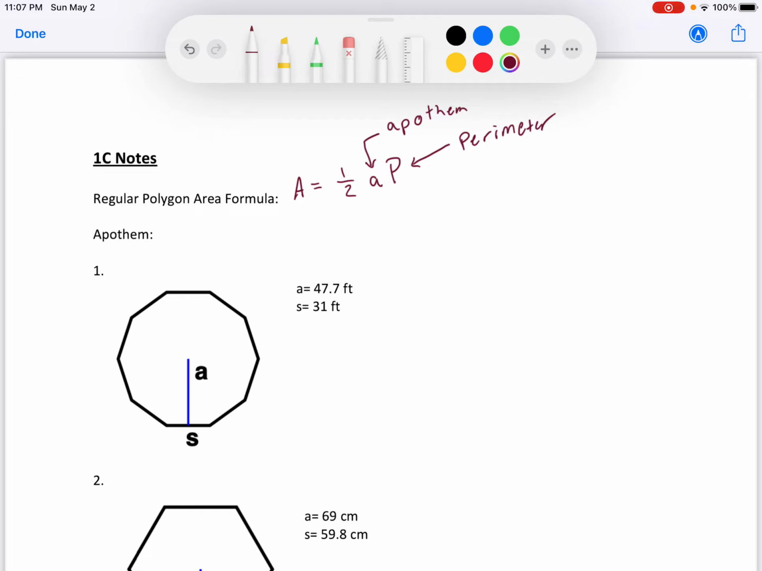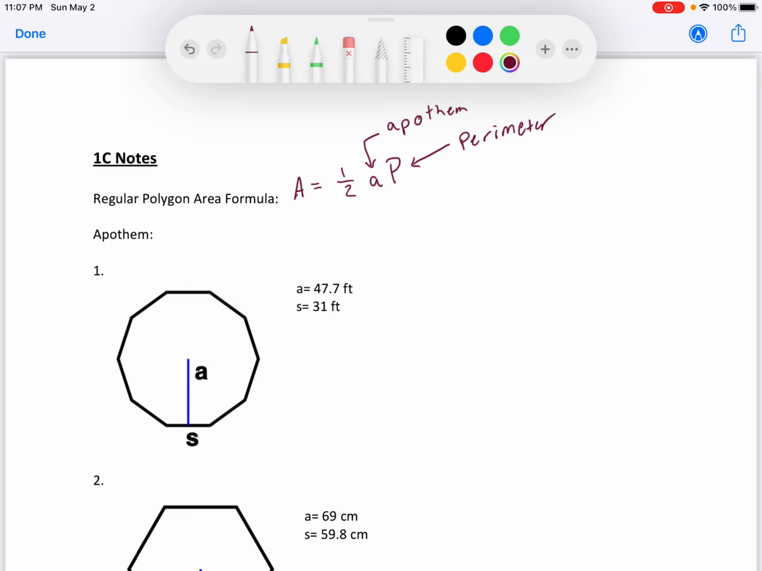So A is apothem, P is perimeter, and both of these measurements will be given to you in this lesson for the most part. And if we remember, perimeter is the total distance around the outside of the shape. So if we add up all the exterior edges, then we get our perimeter, as in the total distance around the outside.